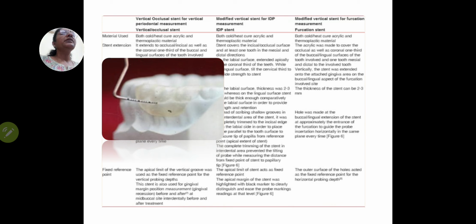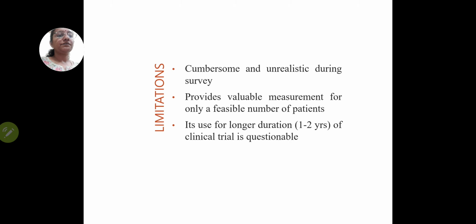The furcation stent, its material is all the same, but the extension is beyond the attached gingiva, and the area on the lingual and buccal aspect of the furcation-involved side, and the thickness is as usual, 2 to 3 mm. The hole is made approximately at the entrance of the furcation to guide the probe insertion horizontally in the same plane every time we take the measurement, and the outer surface of the hole acts as a fixed reference point for the horizontal probing depth.